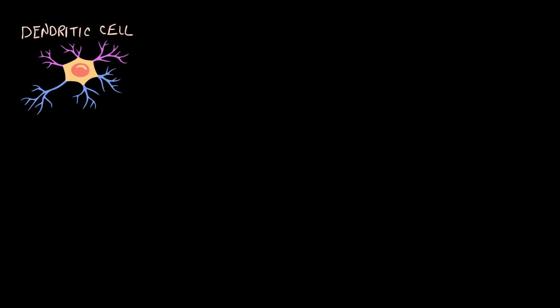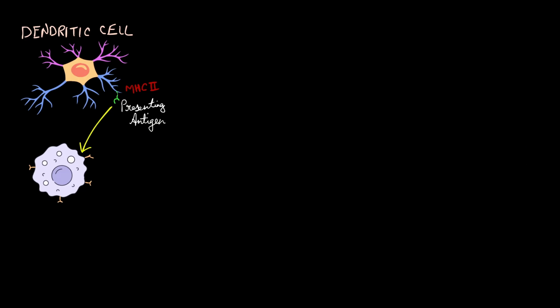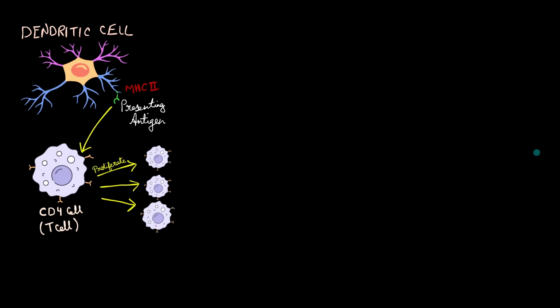Therefore, the specific immune response starts with dendritic cells presenting antigen fragments on MHC class II molecules to CD4 cells, a type of T cells. When a CD4 T cell recognizes its specific antigen, it becomes activated. It then undergoes clonal expansion, meaning it rapidly proliferates to produce many identical copies of itself. These activated CD4 cells differentiate into T helper cells.